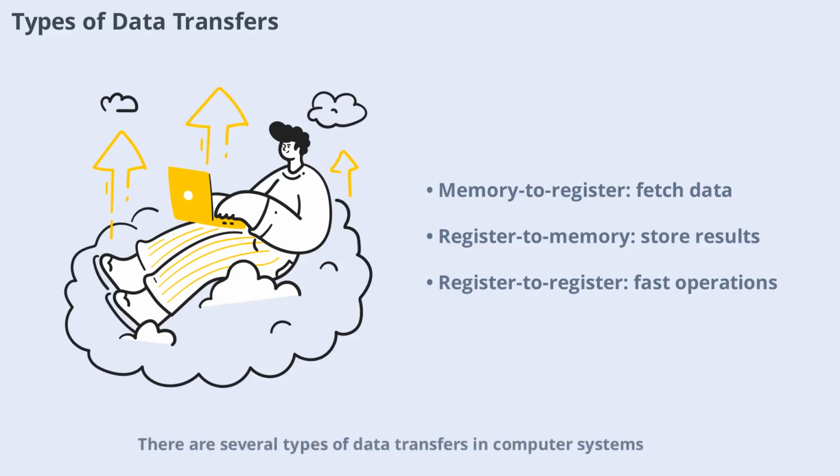There are several types of data transfers in computer systems. These include memory to register, register to memory, register to register, and memory to memory transfers. Each type serves a specific purpose, depending on the operation being performed. For example, register-to-register transfers are extremely fast and used for immediate calculations, while memory-to-memory transfers are less common and usually handled by special instructions.